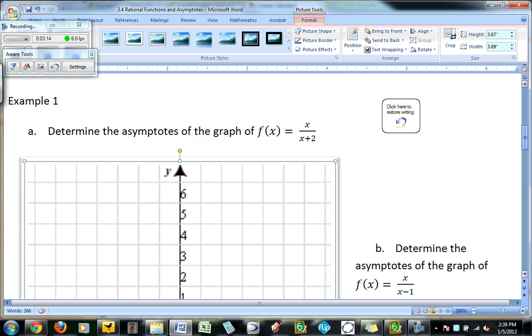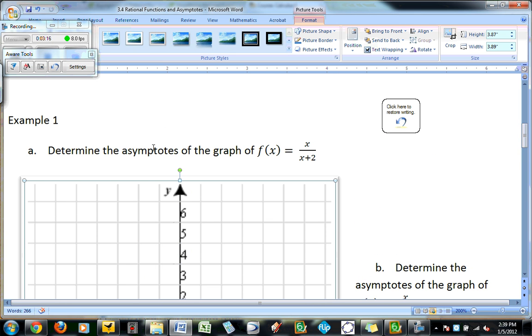But let me show you how to find it mathematically. It says determine the asymptotes of the graph of f(x) equal to x divided by x plus 2. We already described how we find a vertical asymptote: it's whatever makes the denominator 0. So all we have to do is set the denominator equal to 0, x plus 2 equals 0, and solve for x, so x equals negative 2.